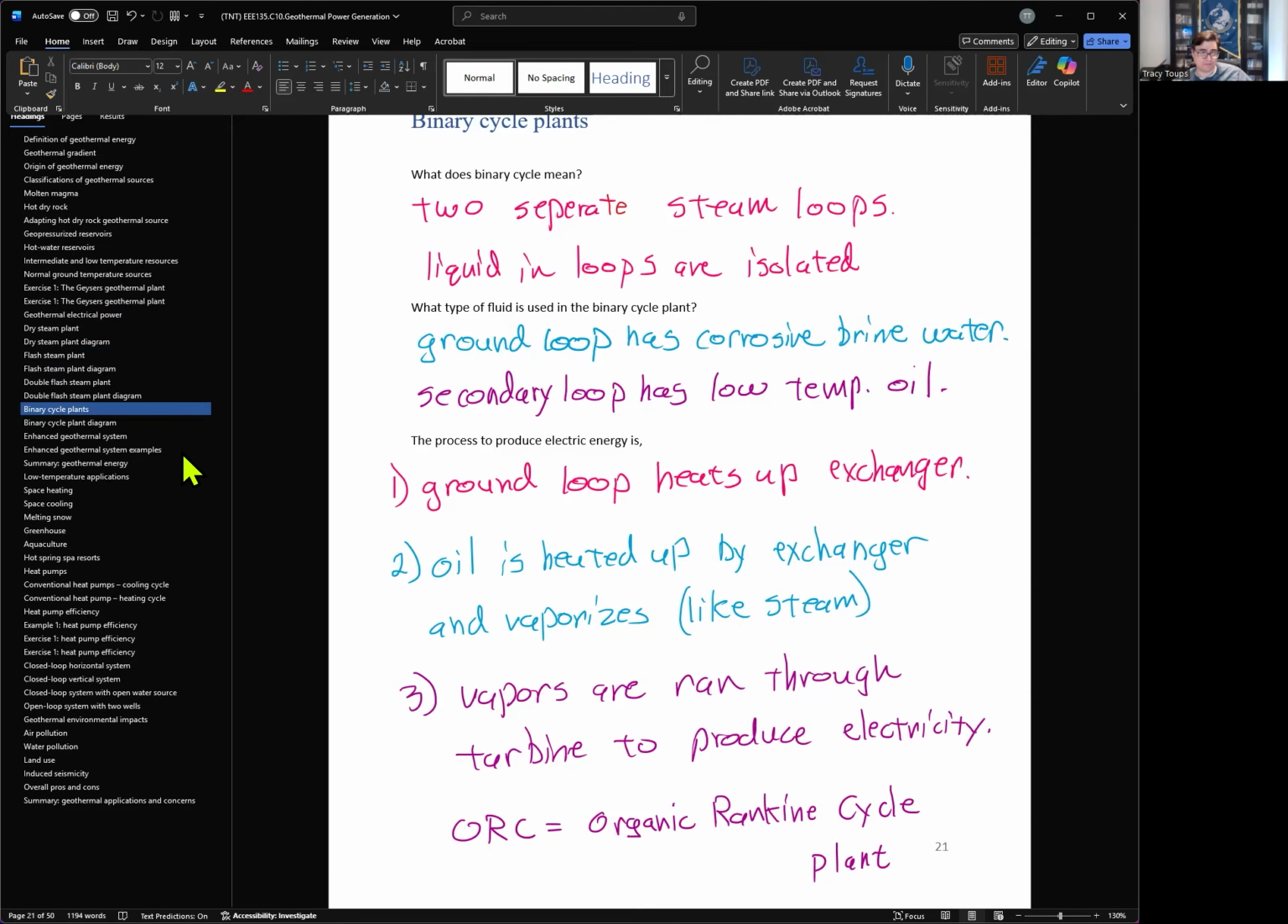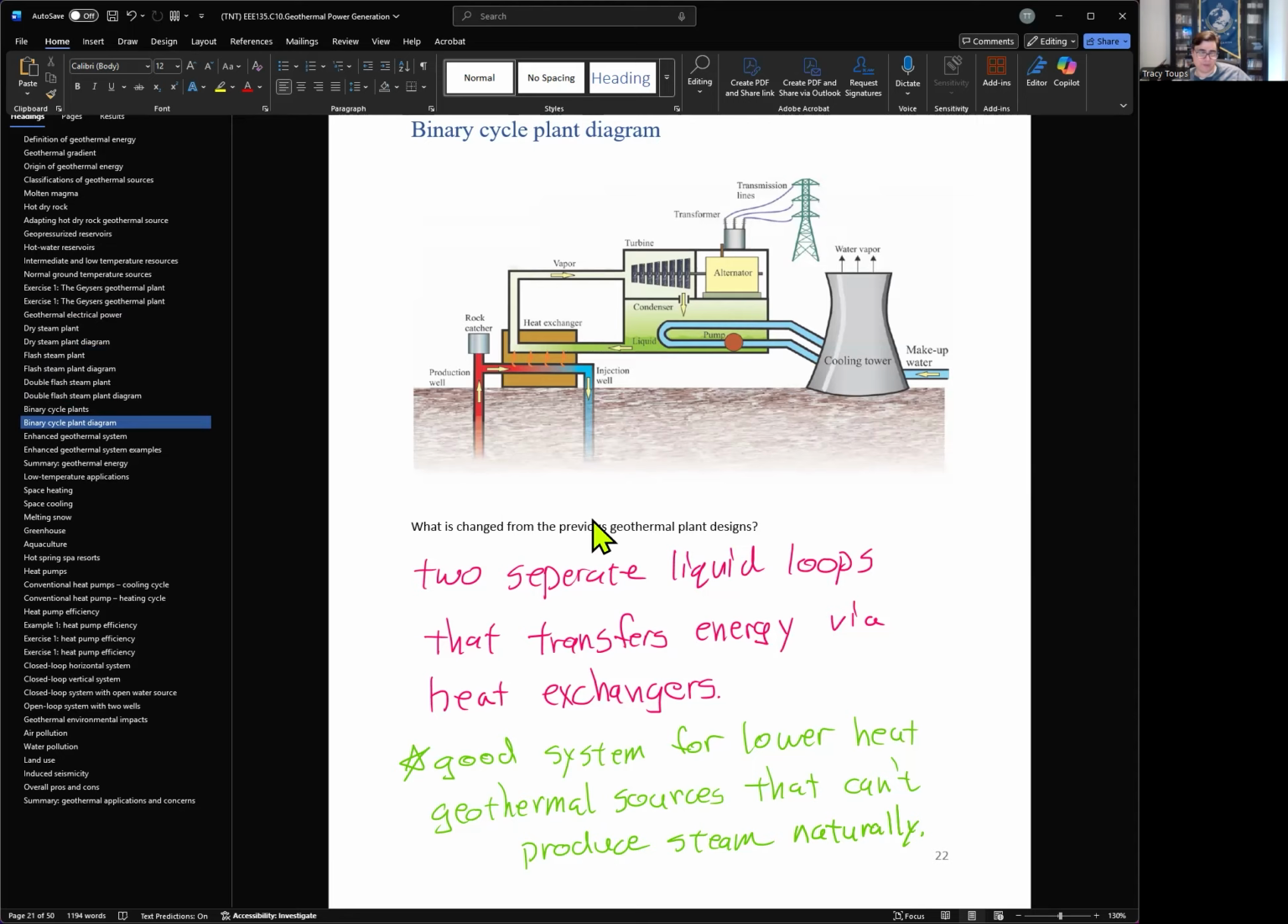Here you've got your production well. Well, what are the changes from previous geothermal plant designs? Mainly, we have two separate liquid loops that transfer energy. So here we have a geothermal heat source on the bottom. We're going to inject water in. There's going to be some corrosive material and brine, so it's going to come out. A rock catcher is there, and it's going to go into the heat exchanger, and it'll dissipate the heat into the heat exchanger naturally. Okay, kind of like a radiator.